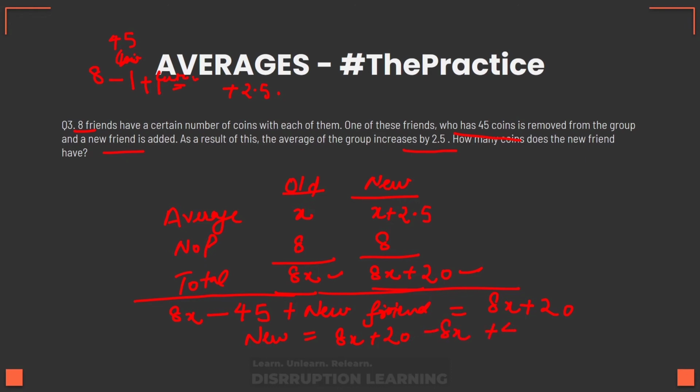I hope this is also clear to everyone, right? This is not a very technical thing. So 8x goes with 8x. Now the new friend has brought 65 coins. Now this was a slightly tricky question, but again, not very tough, just a conceptual question. You do not need to think out of the box to solve this one. So let's move to the next question.